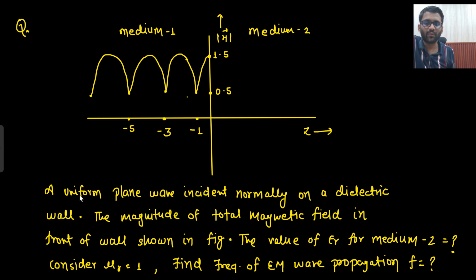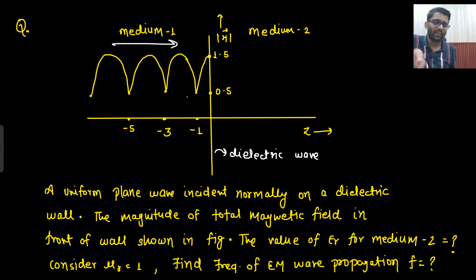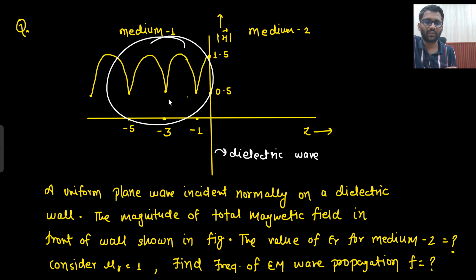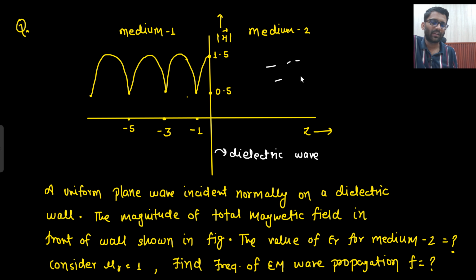So this is medium 1, this is medium 2. A uniform plane wave incident normally on a dielectric wall. So this is the dielectric wall. So a plane wave was propagating here and then it was incident on this plane and then it would be reflected. So the total component of magnetic field is shown here. The magnitude of total magnetic field in front of the wall is shown in the figure, right? So this would be your dielectric medium where the wave will be transmitted. So here the wave will be incident and reflected, and here the wave will be transmitted. So the second medium is your dielectric medium.